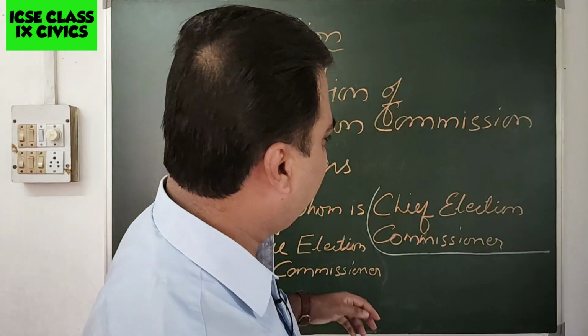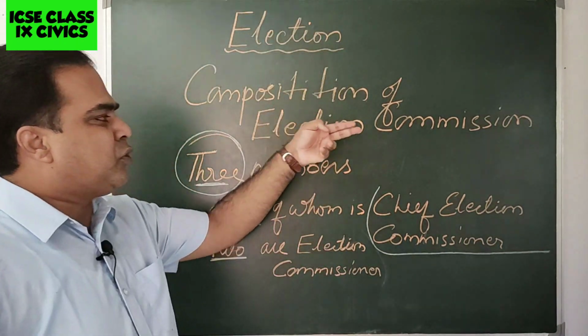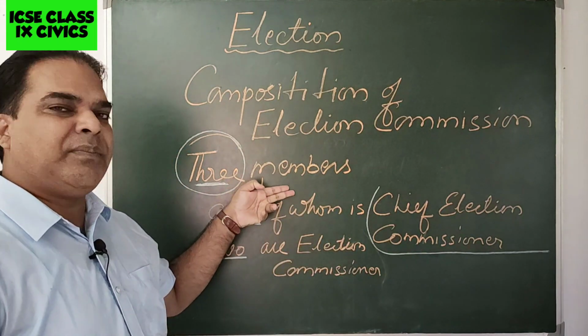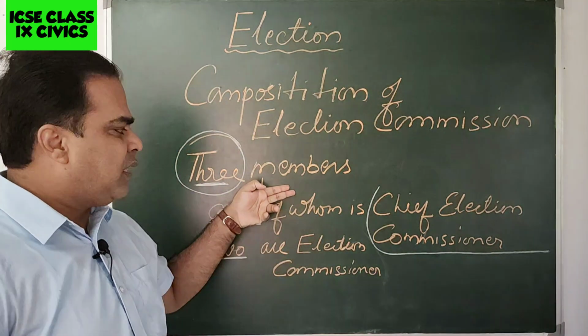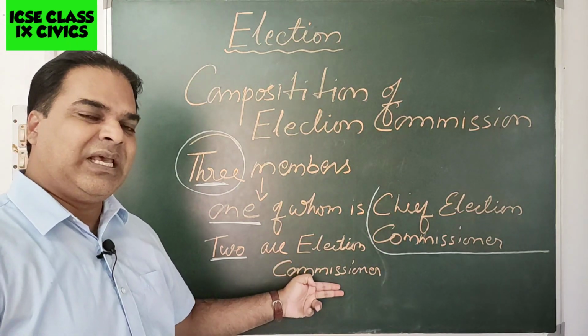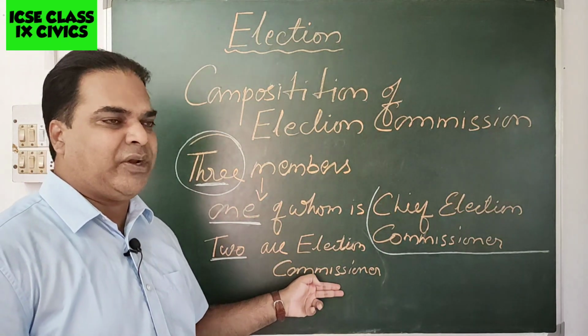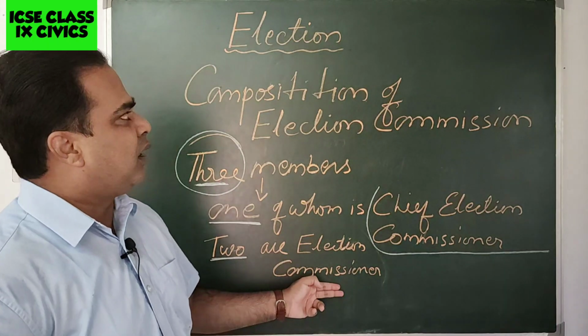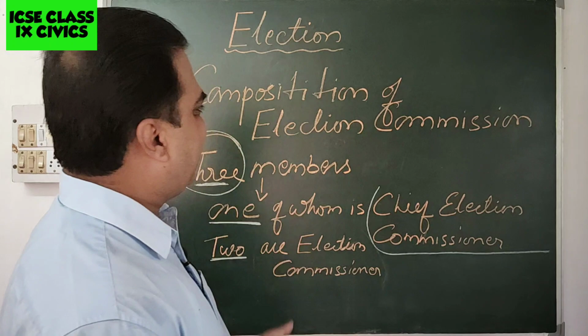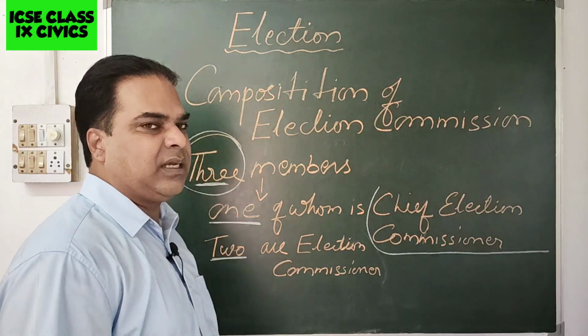So you have to go through the composition of the Election Commission. If you are asked what is the composition of the Election Commission, you may say the Election Commission is composed of three members. One is the Chief Election Commissioner, the other two are Election Commissioners. Their term is six years and they are appointed by the President of our country. Okay, so this is all from this class, that is all about the Election Commission.